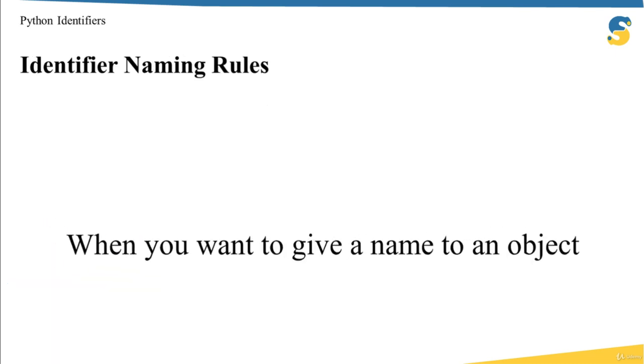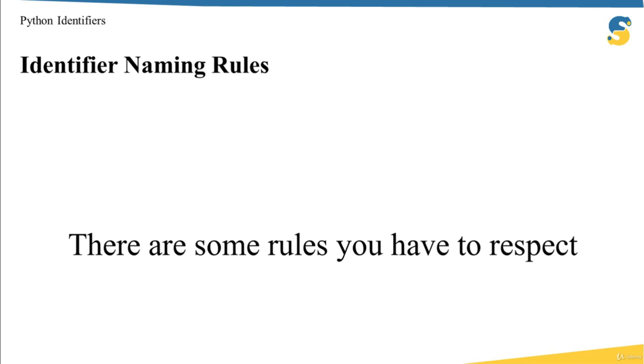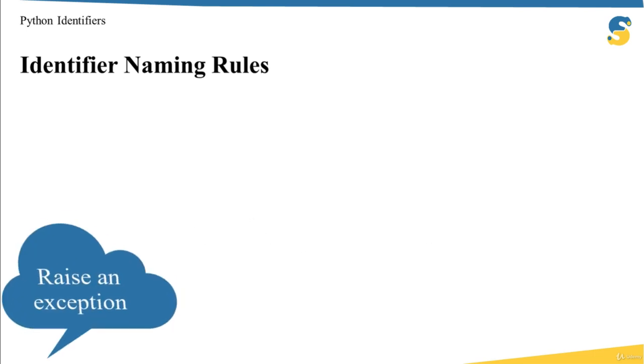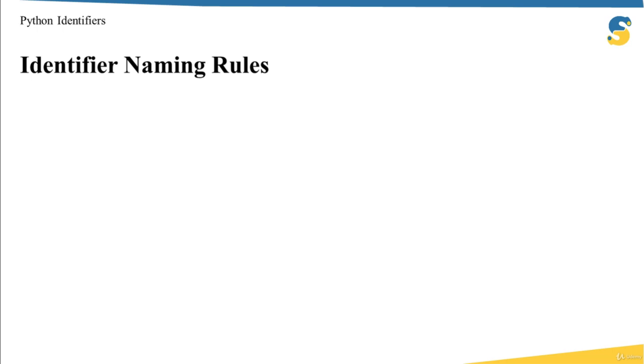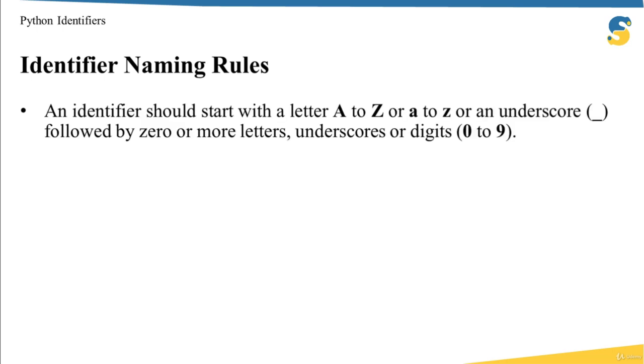When you want to give a name to an object, you have to keep in mind that there are some rules you have to respect. Otherwise, the interpreter will raise an exception and you will not be able to run your code. The first rule is that an identifier should start with a letter A to Z, or a small letter a to z, or an underscore, followed by zero or more letters, underscores, or digits. So keep in mind, you cannot start the identifier name with a digit.